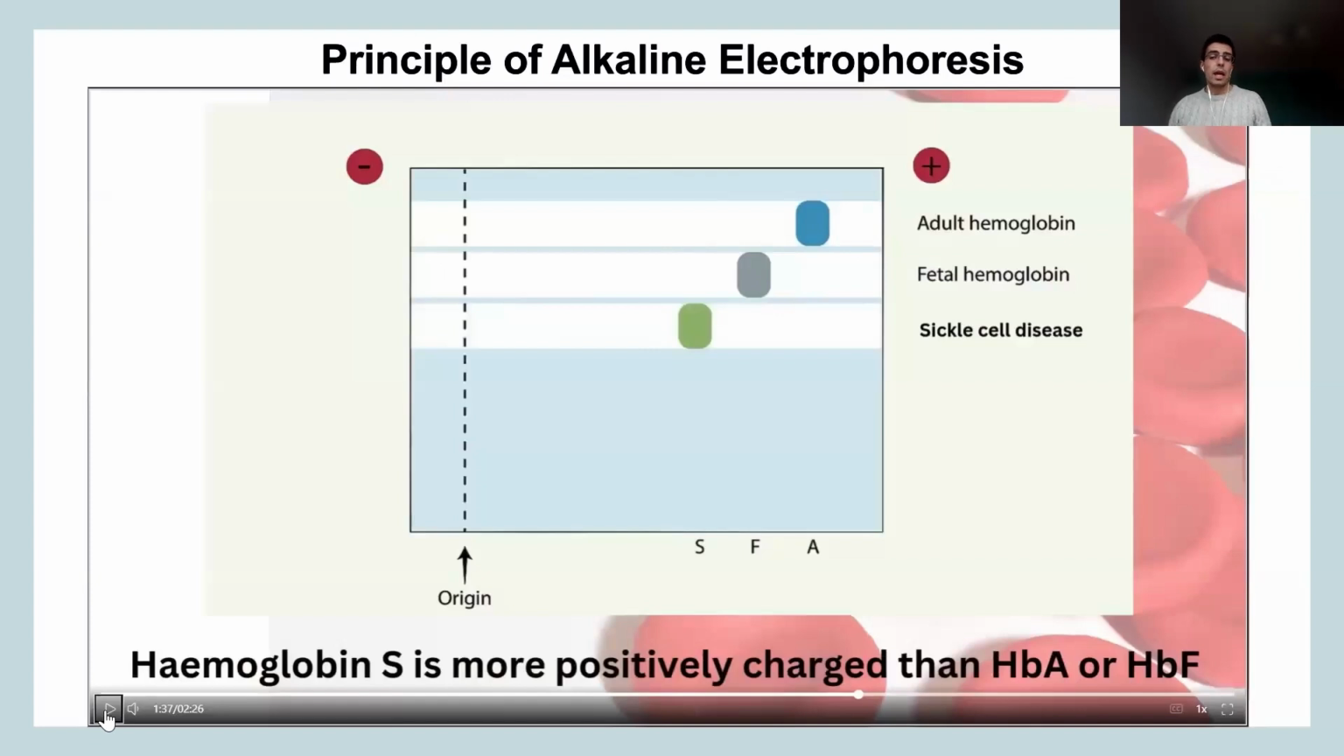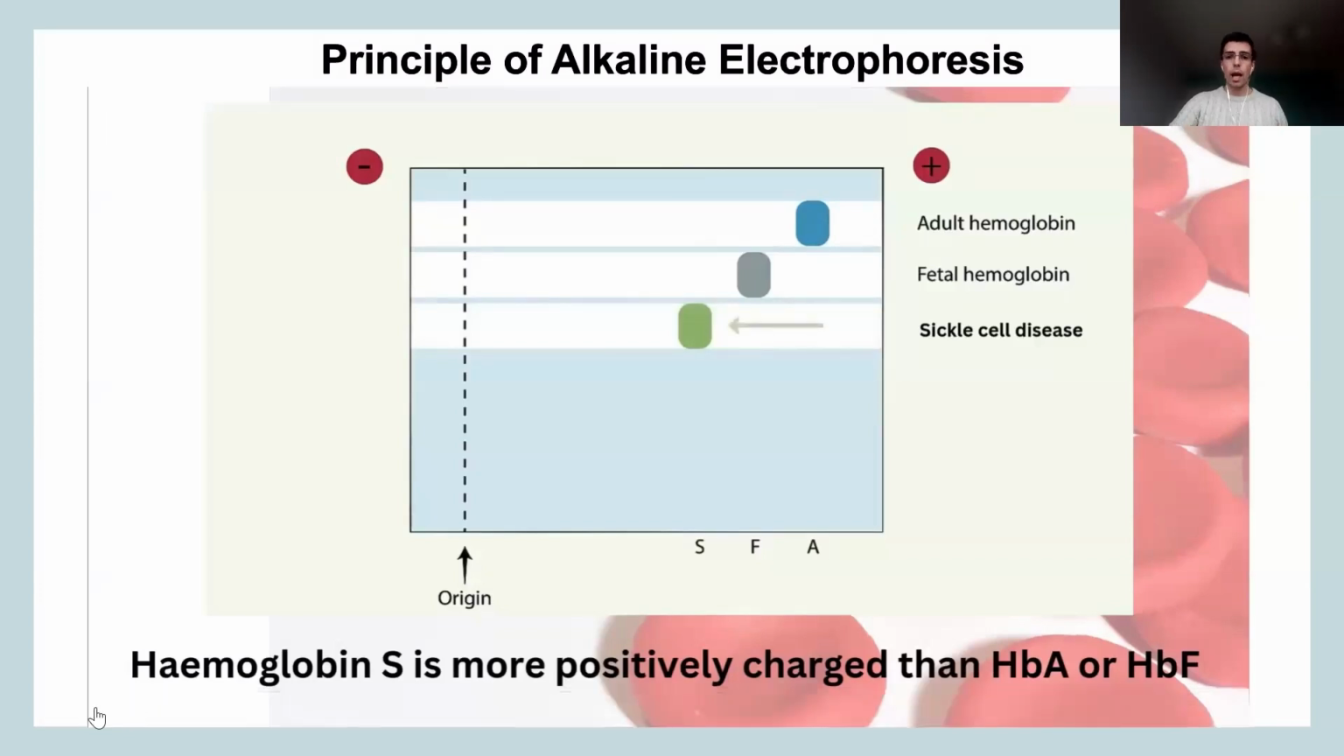Hemoglobin S itself, because it has a change of that amino acid, will change the total overall charge of hemoglobin S. Yet again, the electrophoretic mobility is going to be different and is quite nicely distinguished from F and A. So you're going to see that it runs behind F and A.